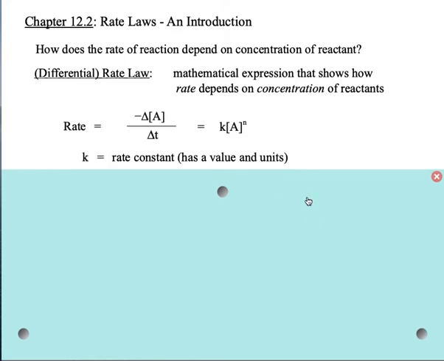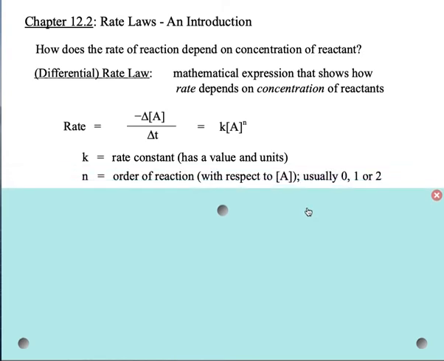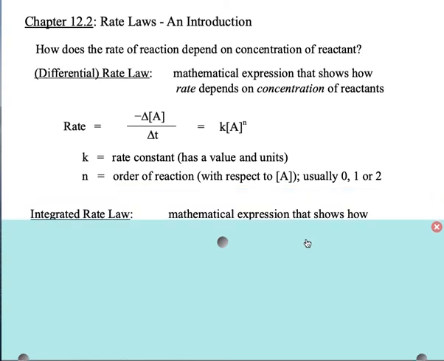K is called the rate constant. It has a specific value at a given temperature and it has specific units. N is the order of reaction with respect to reactant A, and it is very often either 0, 1, or 2. There are other examples of different orders of reaction, but we're only going to deal with reactions in which N is 0, 1, or 2.